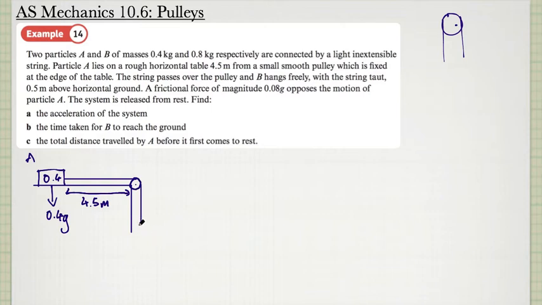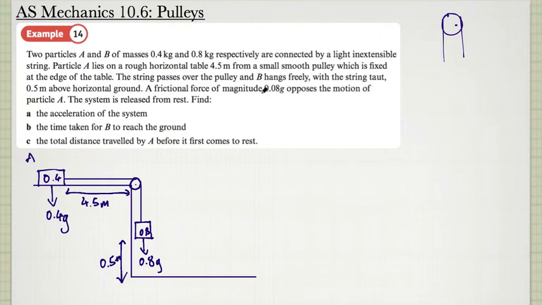So here is B hanging freely with the string taut, 0.5 meters above horizontal ground. Here is particle B with mass 0.8 kilograms, and therefore gravity 0.8 g acting downwards. We also have the horizontal ground to include. Although this is not to scale, I'm going to put in my horizontal ground, and it is 0.5 meters above the horizontal ground.